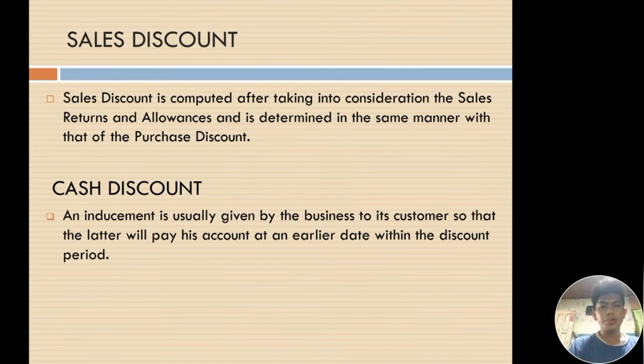Sales discount is computed after taking into consideration sales return and allowances and determined in the same manner as that of the purchase discount. Cash discount is an inducement usually given by the business to each customer so that the latter will pay his account at an early date within the discount period.